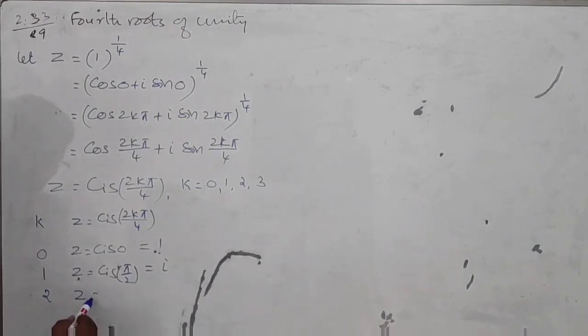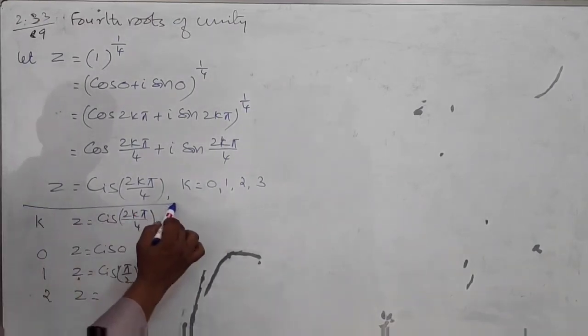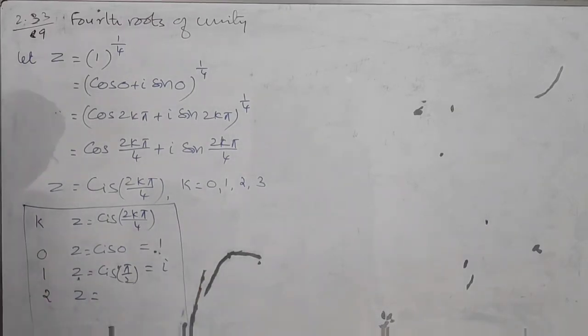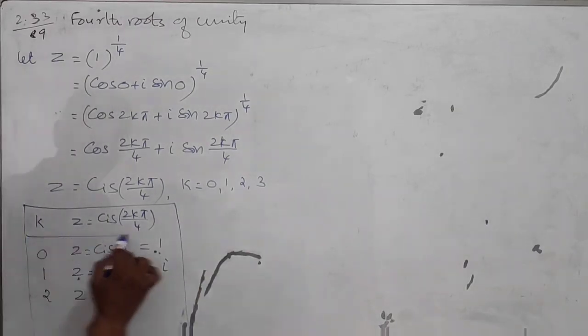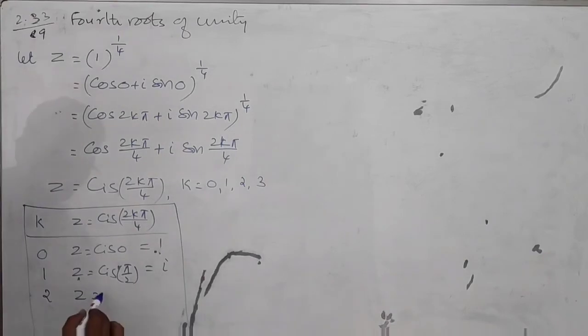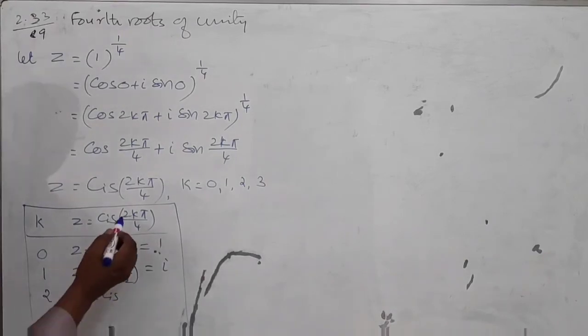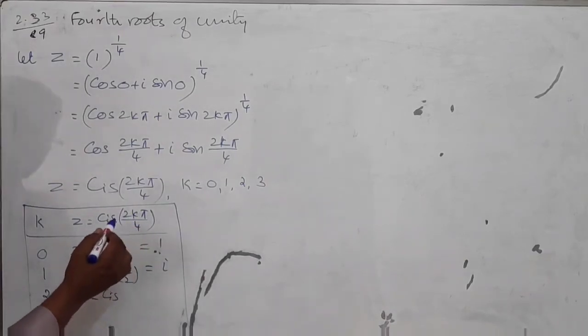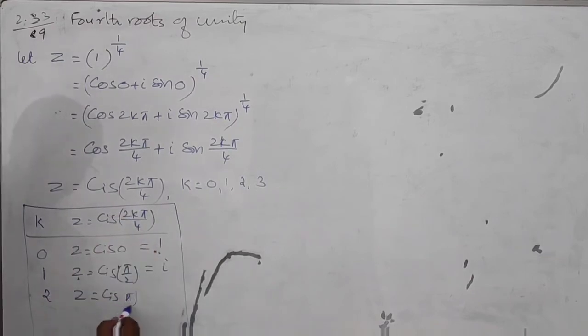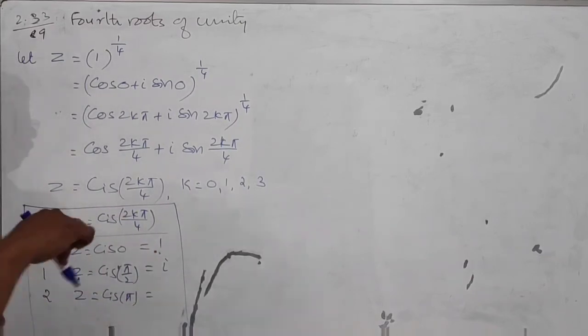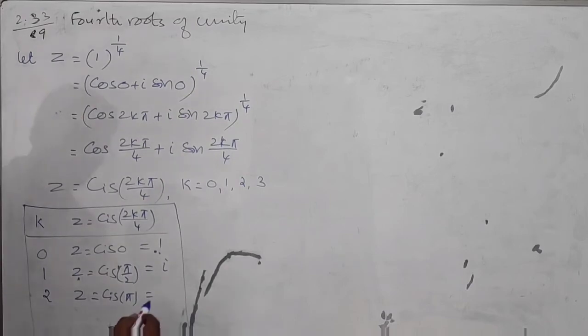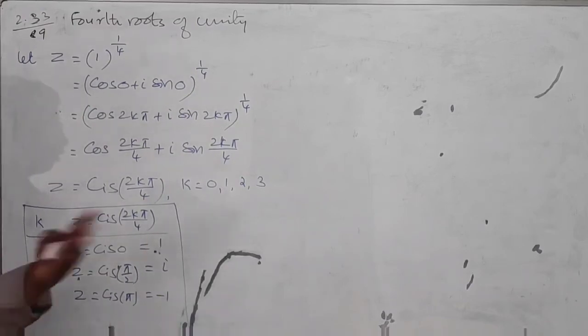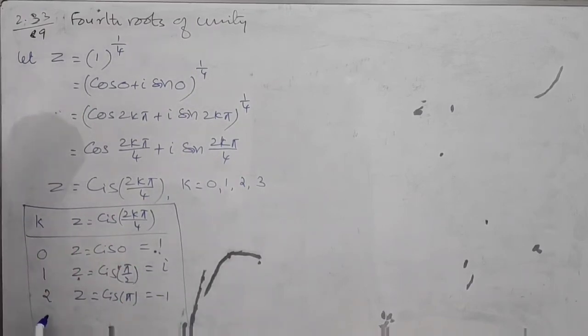Now next, put 2. Then z is equal to, you are making a table. In the previous problem, if I forgot to draw the table, please draw. Now z is equal to cis 4 pi by 4, which means you get cis pi. Cis pi means cos pi plus i sin pi. Cos pi value is minus 1, sin pi value is 0.